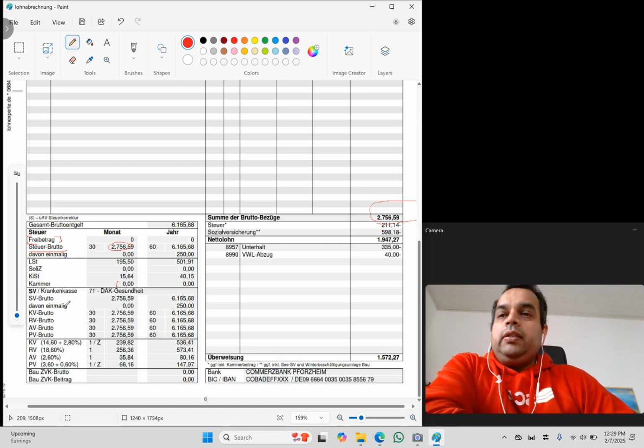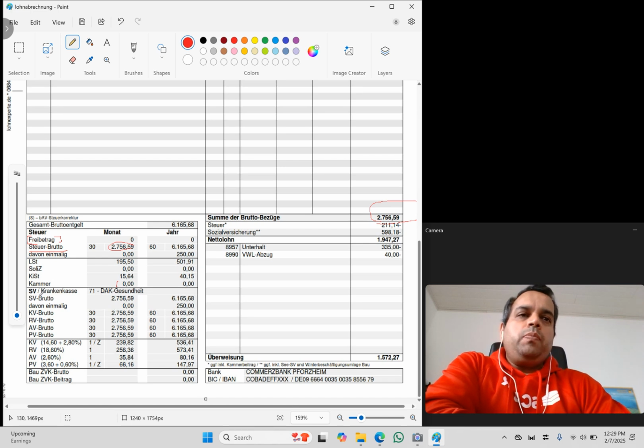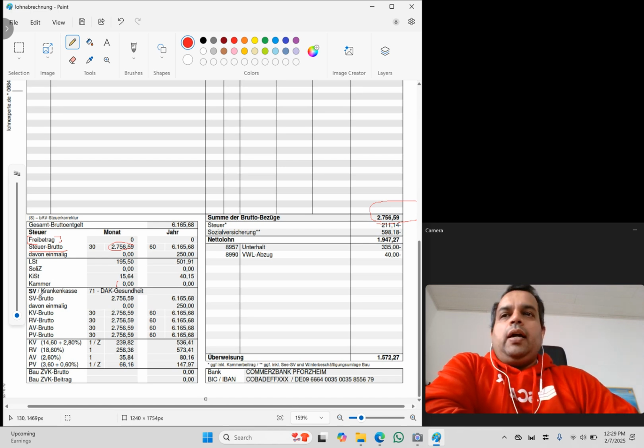Then going further, this is basically the income tax, the taxes that you pay to the government or to the different organizations. Then you have the health insurance. Basically, the SV is Sozialversicherung, so basically the pension scheme, and the Krankenkasse is health insurance.